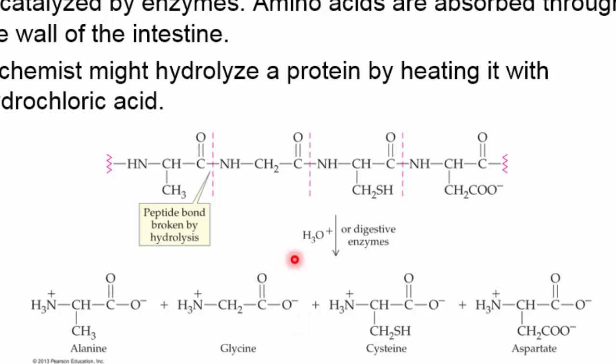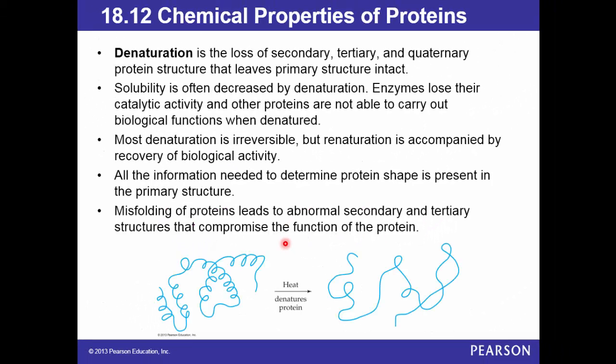However, inside our body, we use enzymes. In the lab, we use HCl, and we heat a solution of the protein with HCl, and then we hydrolyze it to its constituent amino acids. Denaturation is the loss of secondary, tertiary, and quaternary protein structure that leaves primary structure intact. Solubility is often decreased by denaturation. Enzymes lose their catalytic activity, and other proteins are not able to carry out biological function when denatured.